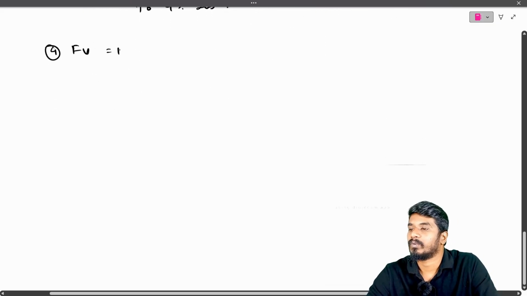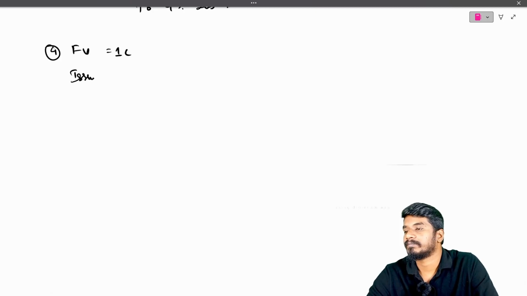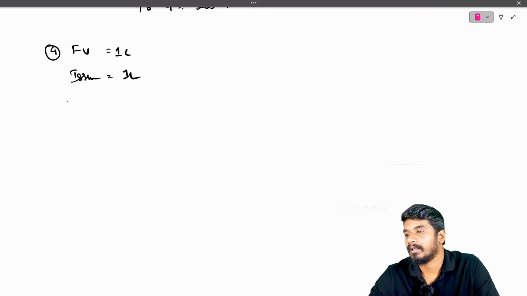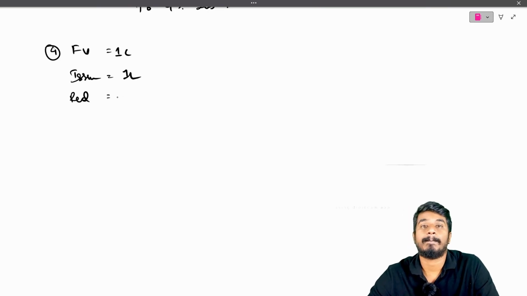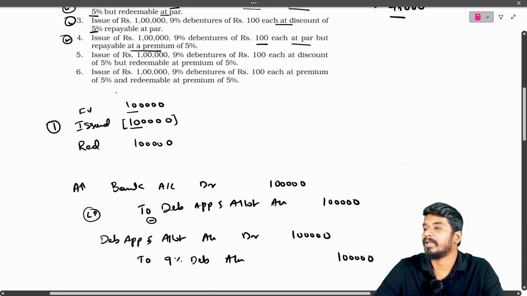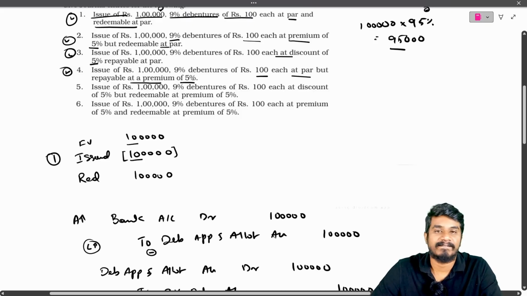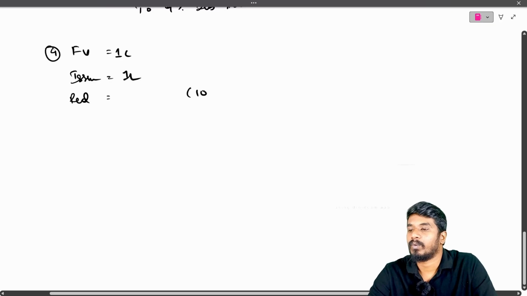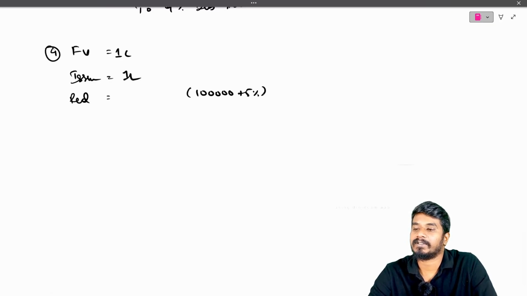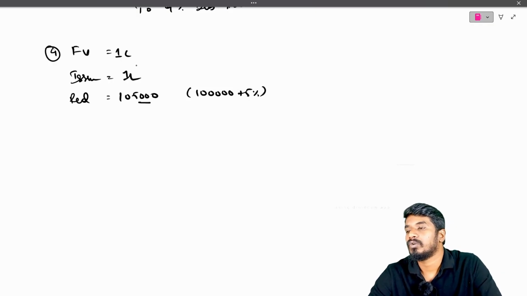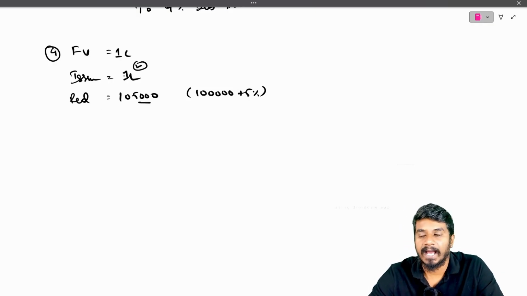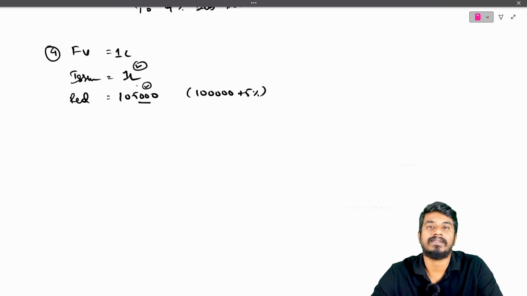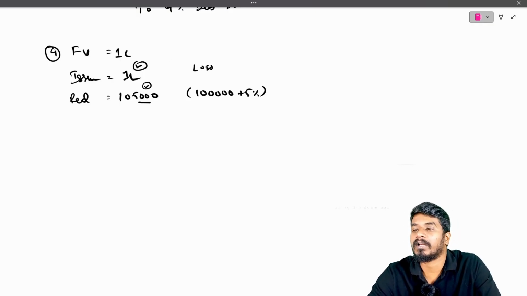Face value 1 lakh, same. Issued 1 lakh. They have issued at par, but redeemable at premium. So what is the percentage of premium? So percentage of premium is 5%, right? That is 1 lakh plus 5%. If you do, you will get 1 lakh 5,000, right? 5,000 is the premium. So the people will give us 1 lakh, but we need to repay 5,000 extra, which is a loss for us. Loss we will debit, obviously, correct.